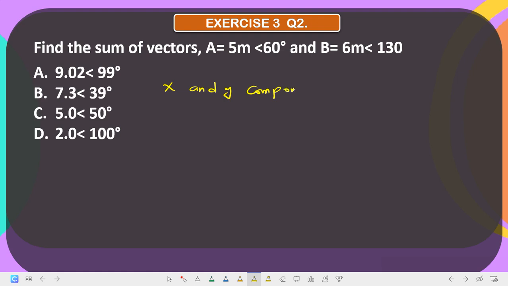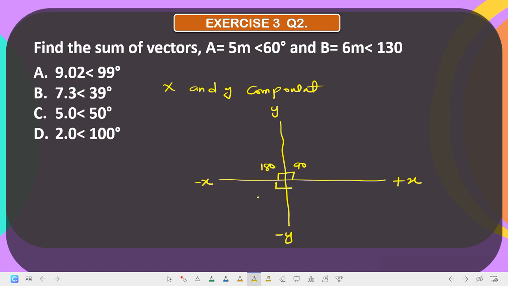So, if we should draw this vector on the Cartesian coordinates, what do we have? We have something like this. These are the y-axis, the negative x-axis, the positive x-axis, and the negative y-axis. Now everyone knows that this is angle 90, this is angle 180, this is angle 270, and finally this is angle 360.